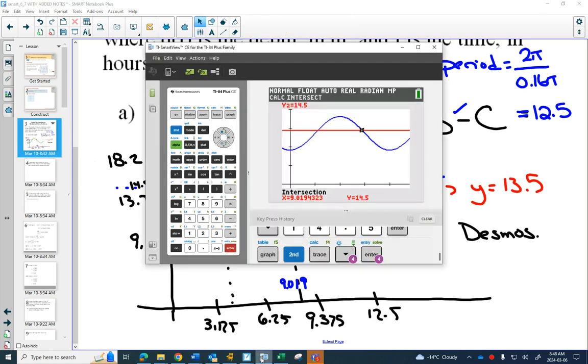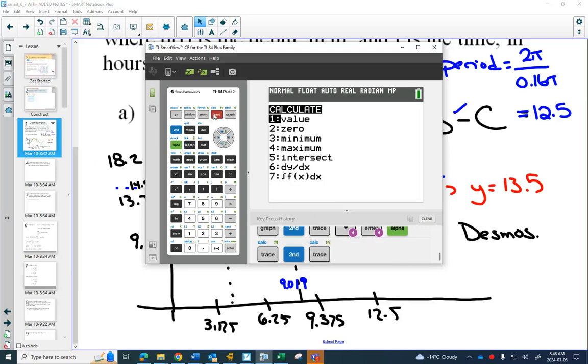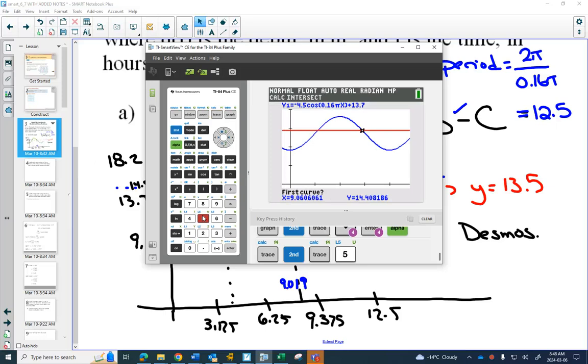And I can find the other one the same way. So I go second, calculate, second, calculate, intersect. Now the calculator will always find the intersect whichever your cursor is closest to. So right now it would find the same one, so I'm going to use these arrow keys and slowly move it over. Now technically, can you see now I'm closer to the other one? That would be far enough. Some people like to get really close. Push enter, jumps to the second one, push enter, asks you to guess, push enter again, and we got 3.481.